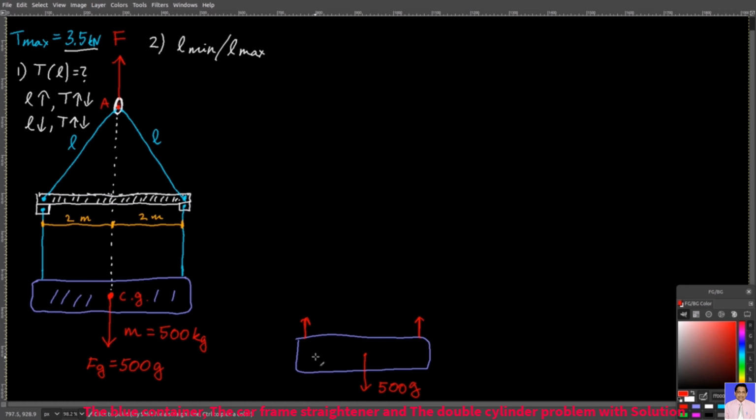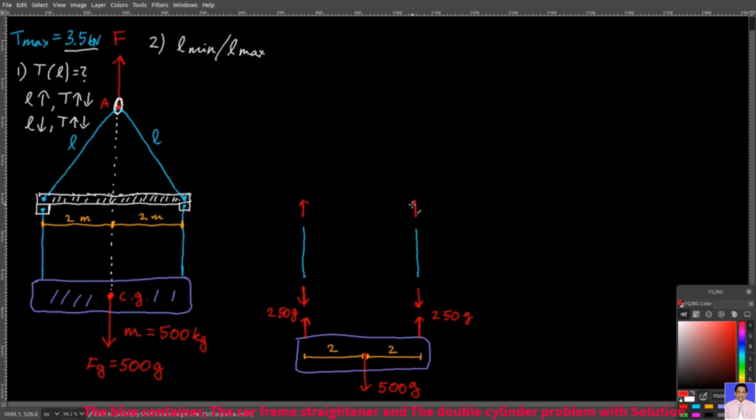We assume uniform mass, so the center of gravity is in the middle, and so you have symmetry here, which tells you that this force of gravity here is counteracted by these 2 forces here, and they are equal to each other, meaning that this would be 250 G, and this would be 250 G. There is no reason why they would be different, because you have symmetry here.